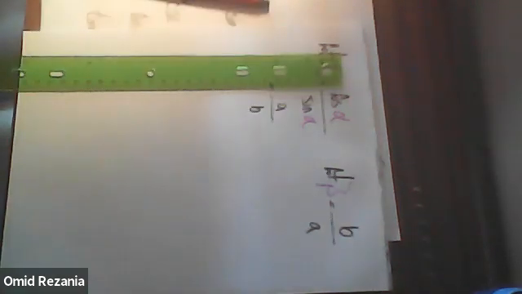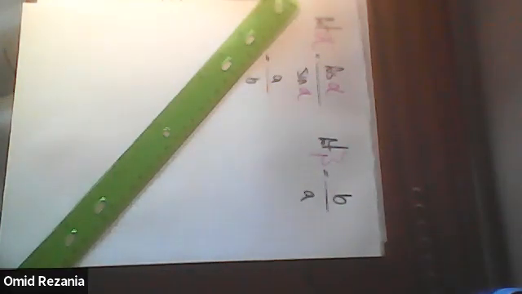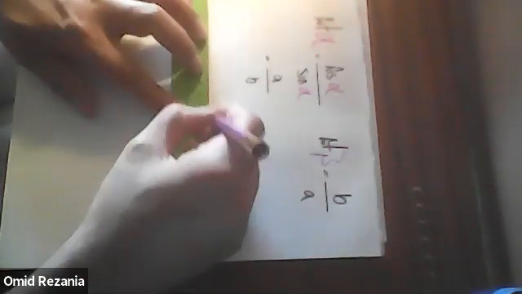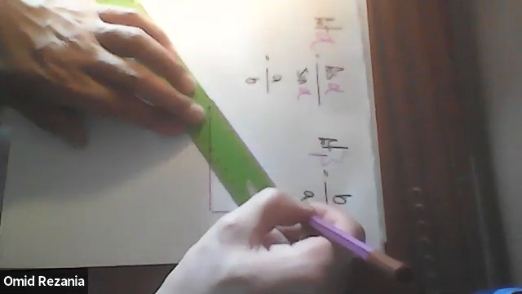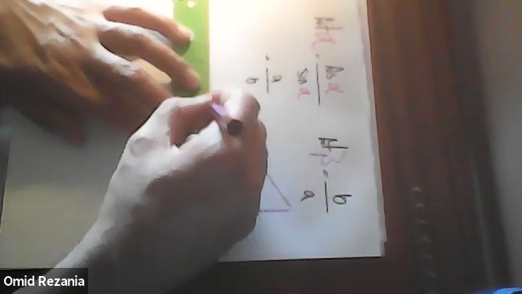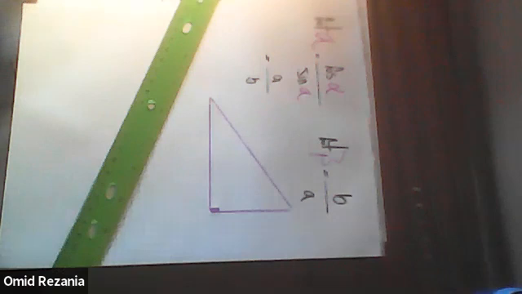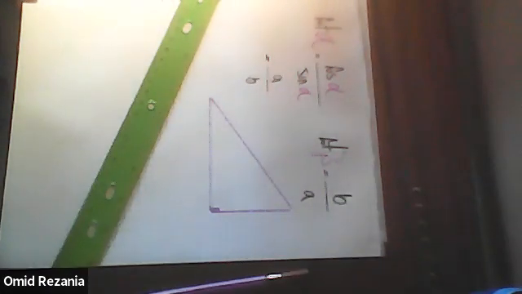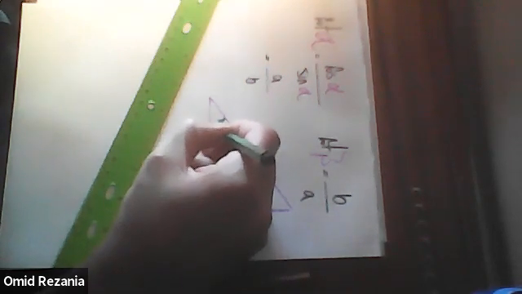Okay, now that we know these kinds of ratios, let's do an example. For the first basic example, let me draw this right triangle, which has a 90 degree angle. And I tell you, this angle is going to be alpha.